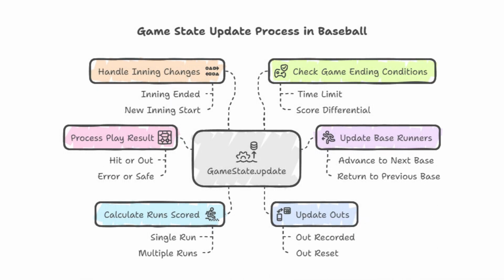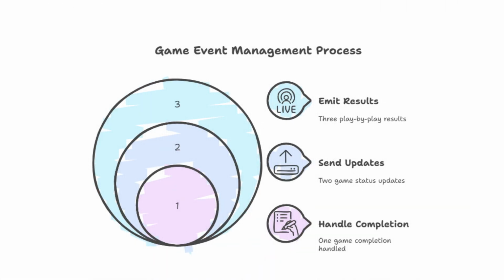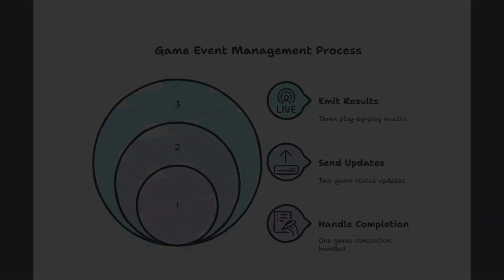Complex logic and rules are maintained by the game state updater. Hits, outs, base progression, or anything else is maintained and tracked here. An event management process handles emitting the gameplay results to the front end and sending updates when needed.